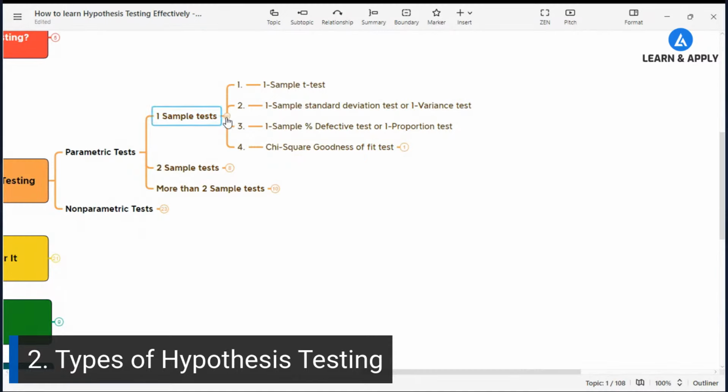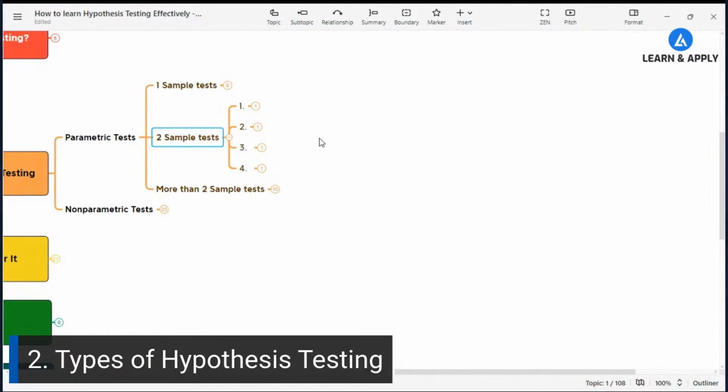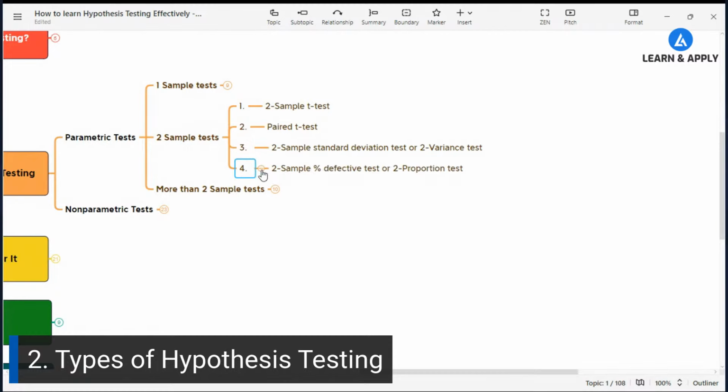In similar fashion, if you have two samples to compare, let's say you are going to compare the means of two samples, then we have the two sample t-test. If you want to compare two samples, but the data is dependent, like before and after, right? In that case, we are going to use the paired t-test. If you want to compare the two sample standard deviations, the two sample standard deviation test is going to be used. Or let's say if you are going to use two proportions, then the two proportion test is going to be used. So depending on which metric or which statistic we are going to compare, there are again different types under two sample tests as well.